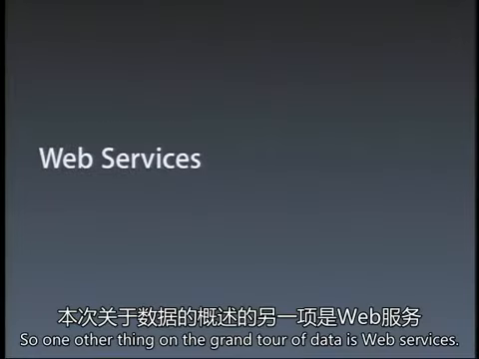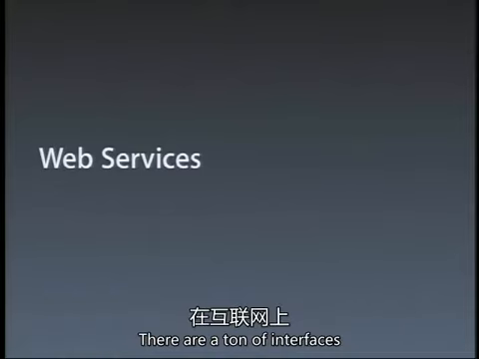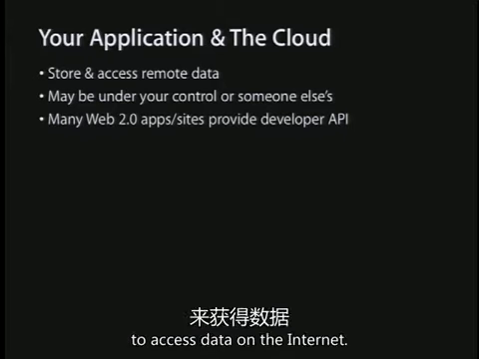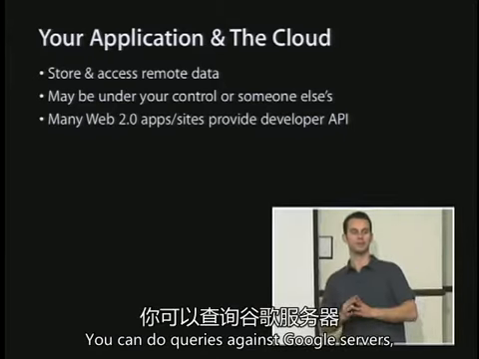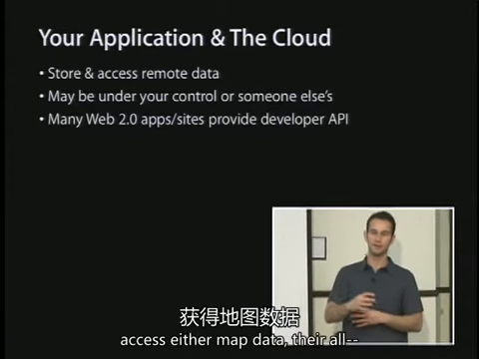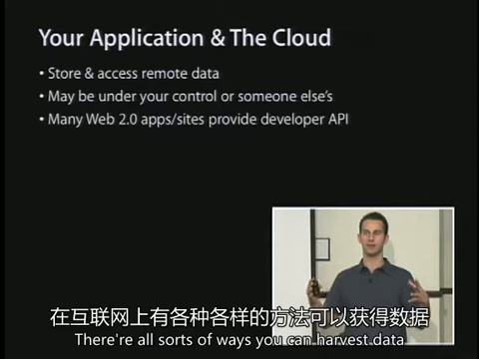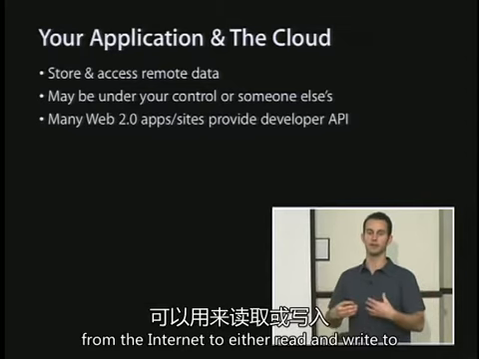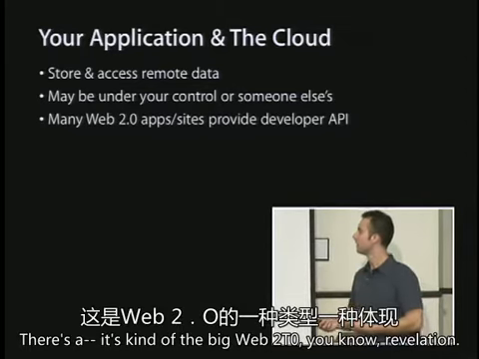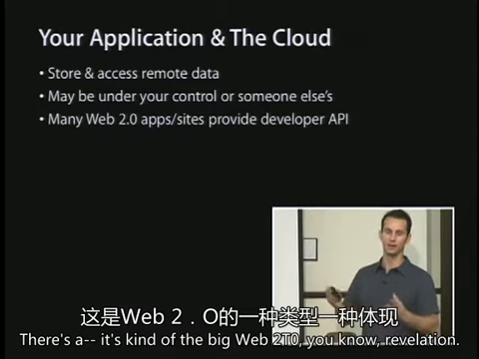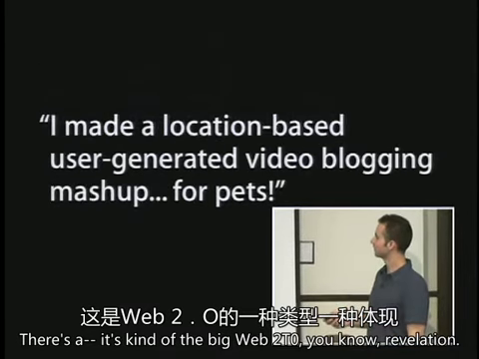So one other thing on the grand tour of data is web services. There are a ton of interfaces and third-party services you can use to access data on the internet. You can do queries against Google servers to access map data. You can do Twitter lookups. There are all sorts of ways you can harvest data from the internet to read and write to and from your application. This is kind of the big Web 2.0 revolution.